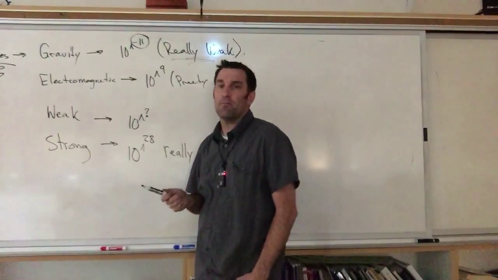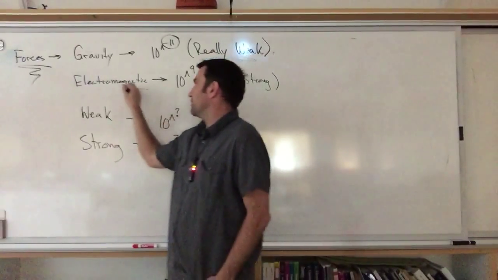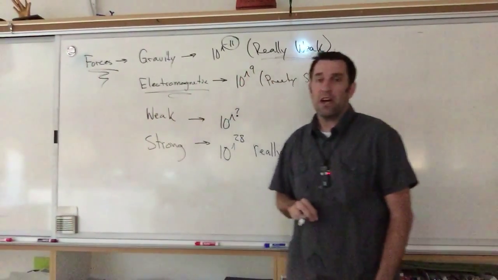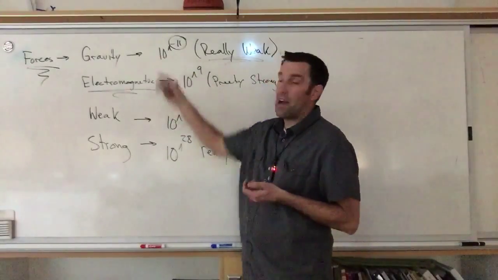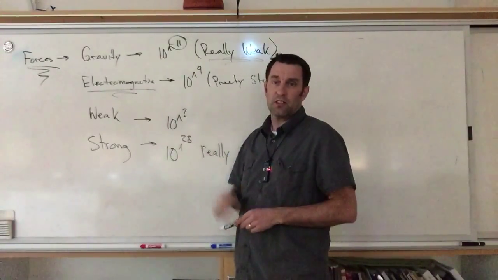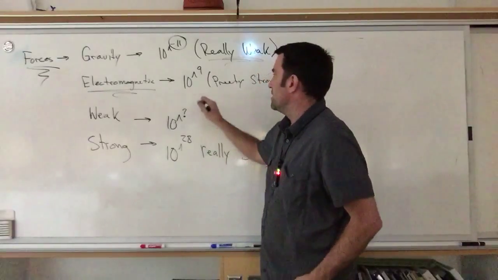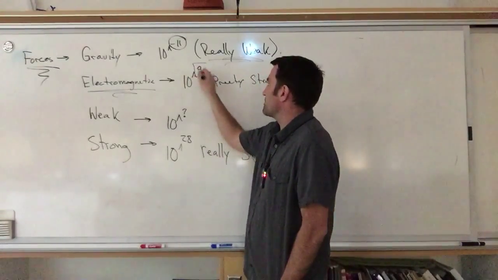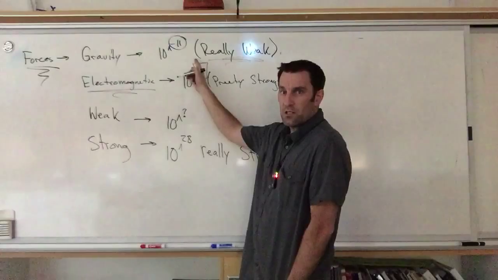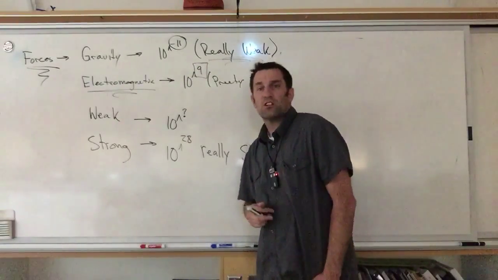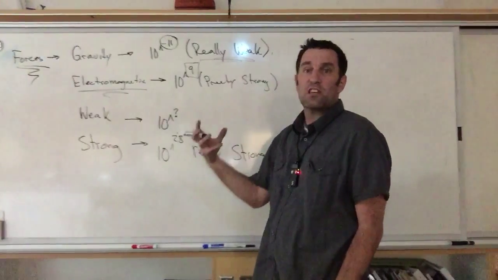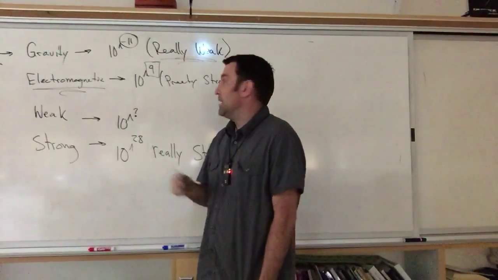We can overcome that with a magnet, and that's what gets us to the next one, the electromagnetic force. When we use a magnet to pick up a paper clip, we've beat gravity. We've used the electromagnetic force to do that. The electromagnetic force is times 10 to the 9th, so it's 20 zeros stronger than the gravitational force. And it's much more important to us. It's what keeps things bonded together.